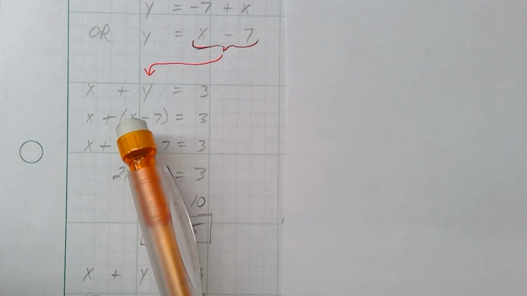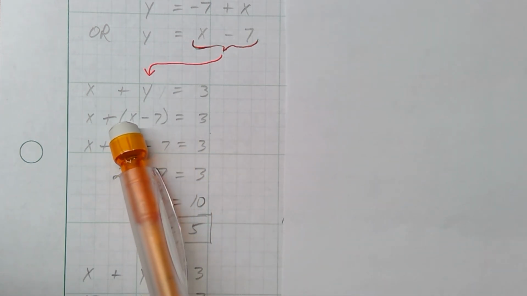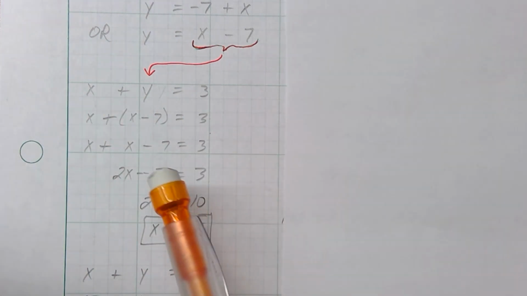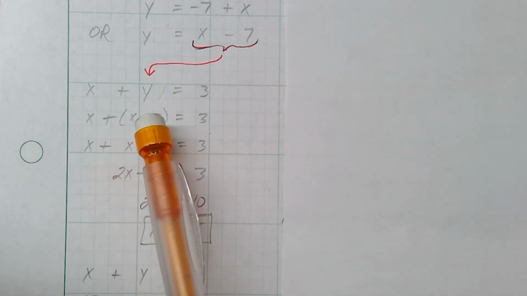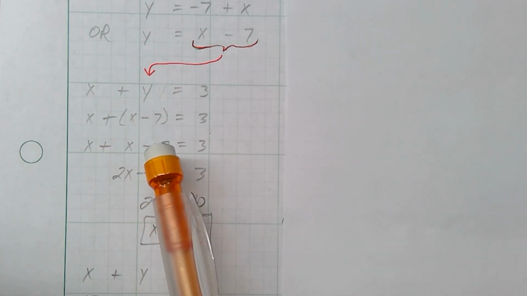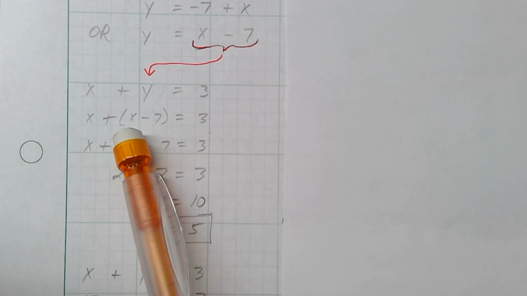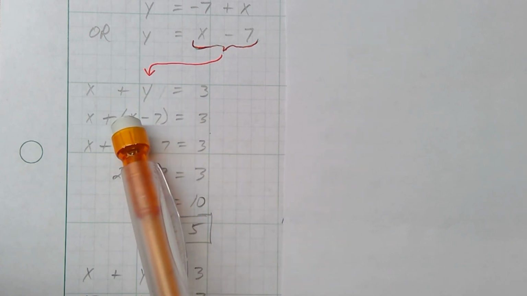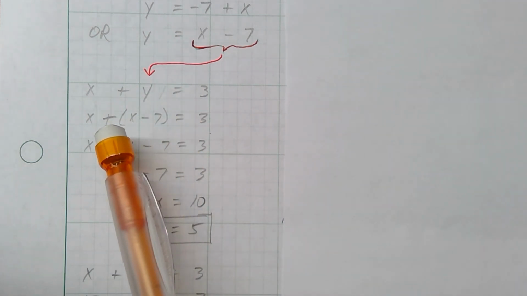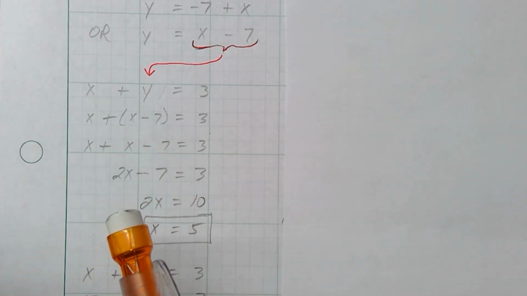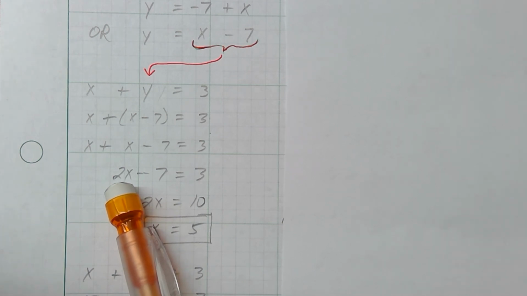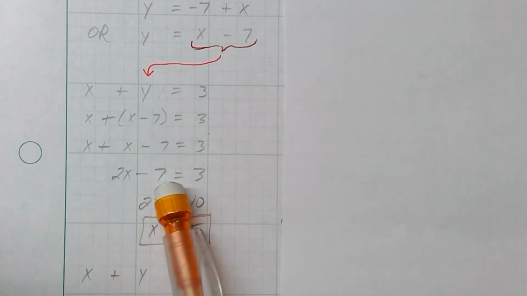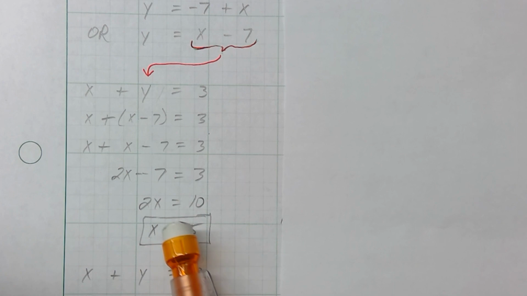Now we just clean it up. To get rid of the parentheses, we multiply by that imaginary positive 1 that's in front. So it's positive 1 times x is still positive x, and positive 1 times -7 is -7. So not much changed. It's just a good habit when you're doing substitution to use parentheses, especially when there's a negative in front of the parentheses. We'll see that here in a minute. So add like terms, x plus x is 2x. Now plus 7 gives us 2x equals 10, and divide by 2, x equals 5.